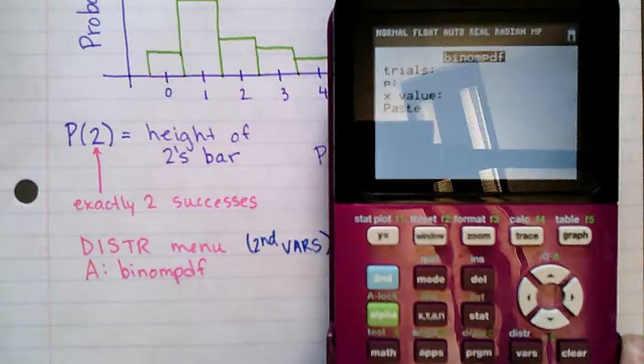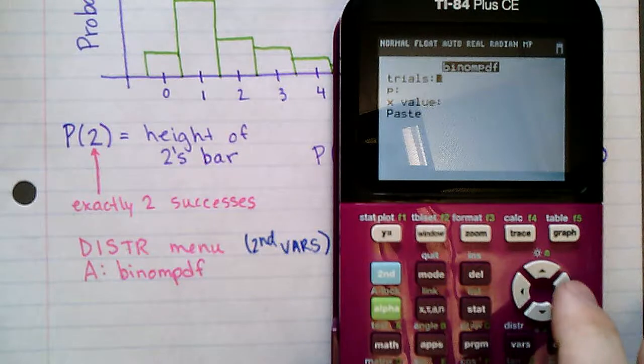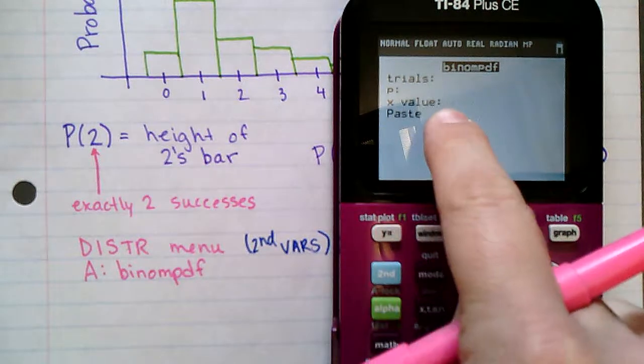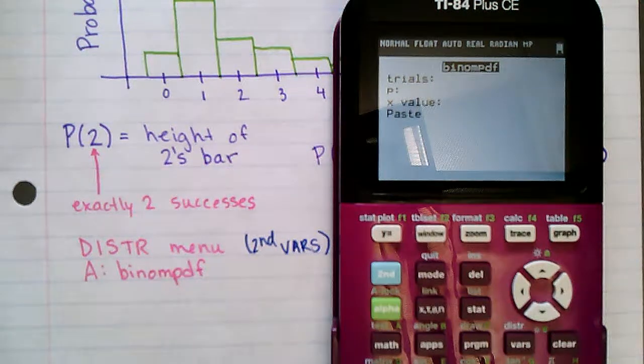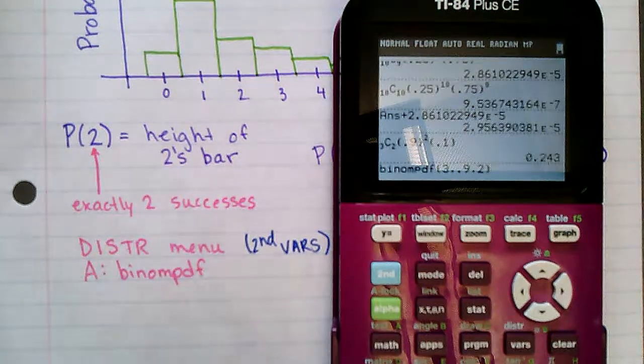Then what we're going to tell it is the number of trials, the probability of success, and the number of successes. So let's say the one that we just did a second ago, we had 3 trials. The probability of success was 0.9, and we wanted the number of successes to be 2. On my operating system, this is what it looks like, and then I hit enter.